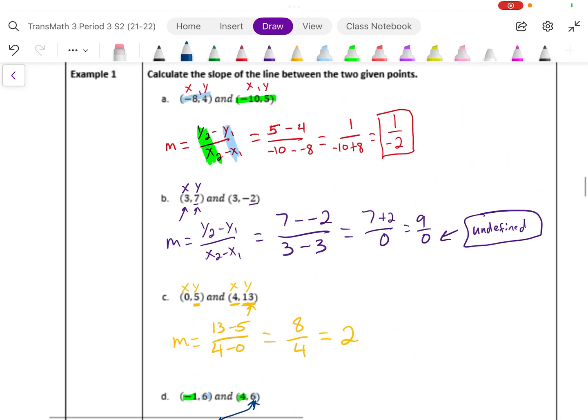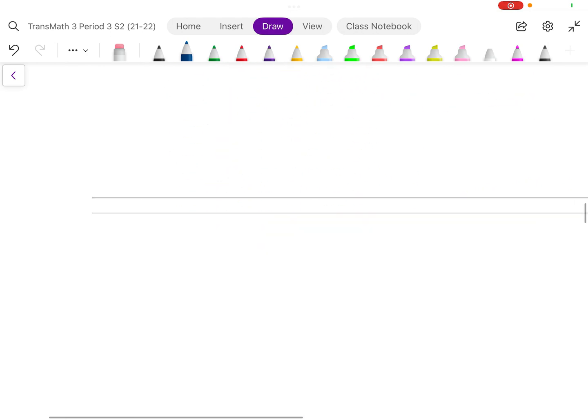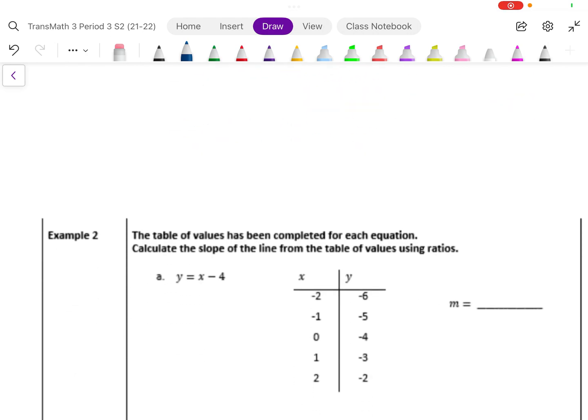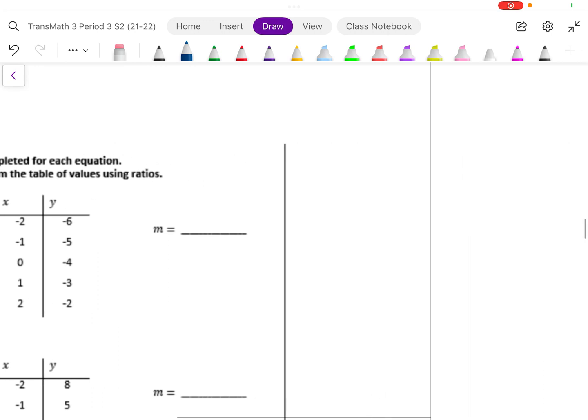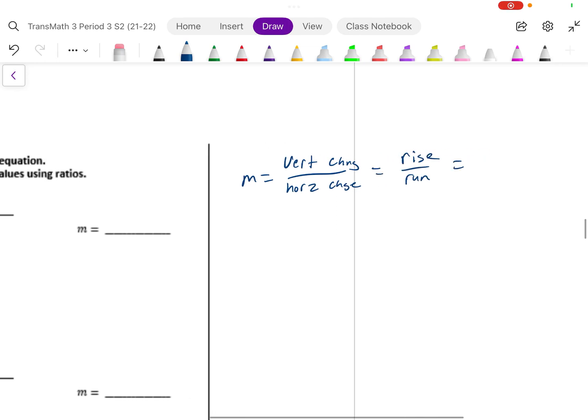Alright, so that is how we find slope given 2 points. We'll keep going with that idea, because for slope we have vertical change over horizontal change, we have rise over run, or we have y2 minus y1 over x2 minus x1. All different ways of thinking of this, but they are all actually the same thing.